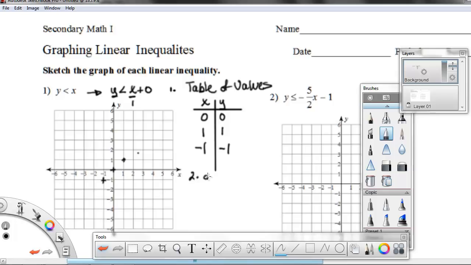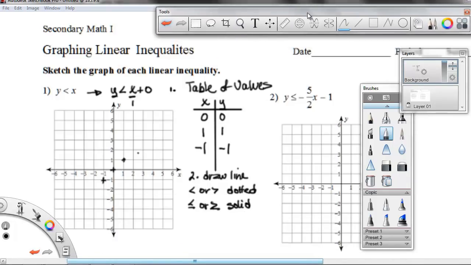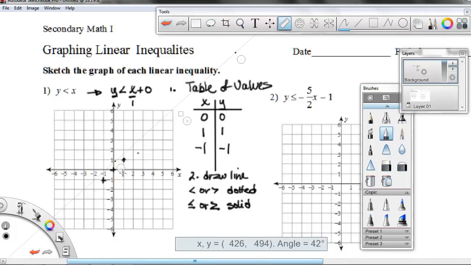And one thing that's different from before is that when we draw our line, sometimes the line will be dotted, sometimes it will be solid. If you have a greater than or less than inequality sign, the line will be dotted. If it's less than or equal to or greater than or equal to, the line will be solid. And what that tells us is, just like an open or closed set, if it's closed for a solid line, we include the points along the line. If it's open, it will be dotted. So this will be a dotted line.